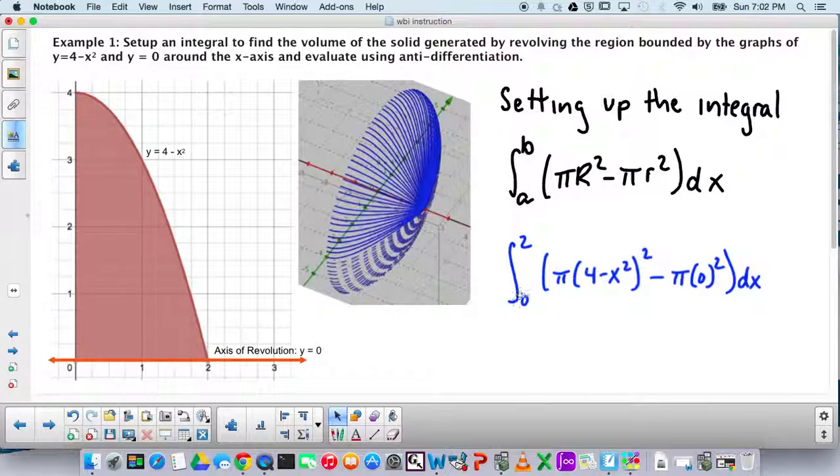So notice we have 0 plugged in for the lower bound, 2 plugged in for the upper bound, 4 minus x squared plugged in for big R, and 0 plugged in for little r. Now we're going to take this and evaluate it using anti-differentiation.